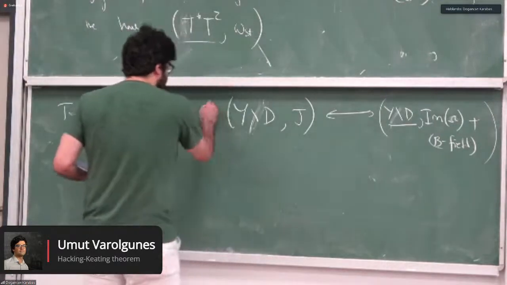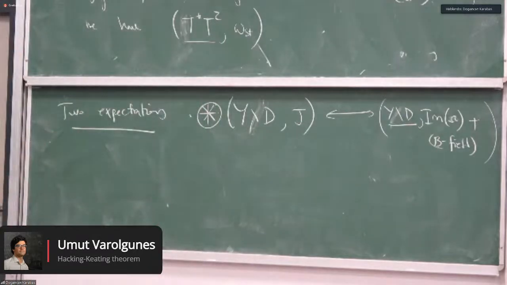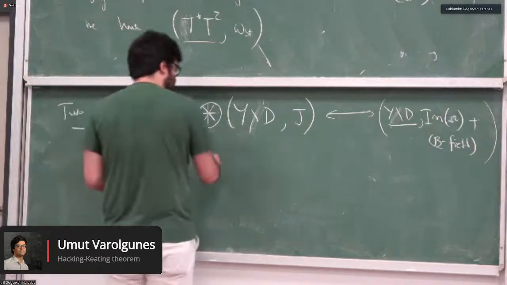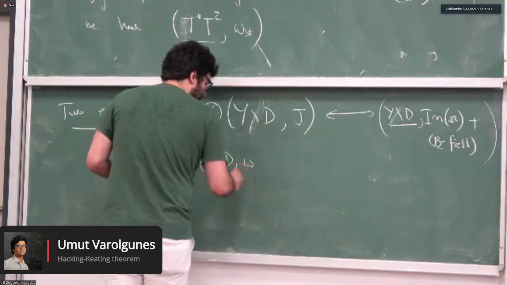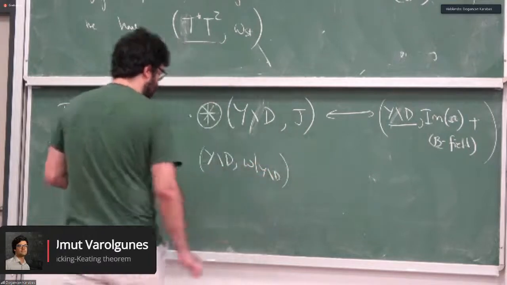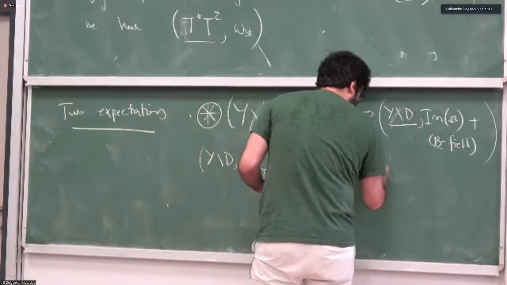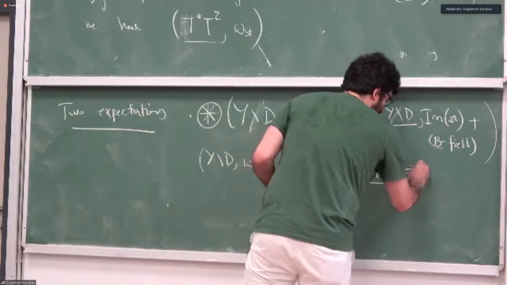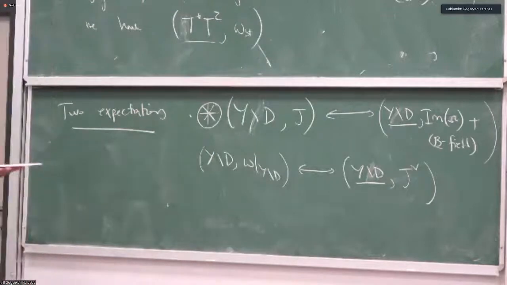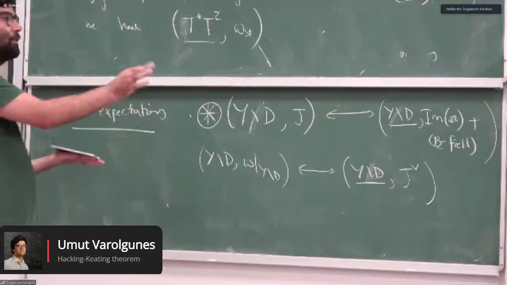And then there's another one. So this is the one that I'm going to focus on, and this is the one that the Hacking-Keating theorem is about. But let's momentarily also look at the other one. So you can also consider Y minus D, omega restricted to Y minus D. And this is supposed to be mirror to Y minus D underline. So you don't forget about the complex structure, but we have some other complex structure here now. So this omega is one of that. Not necessarily, but we're going to work. So the Hacking-Keating theorem is going to further specialize.